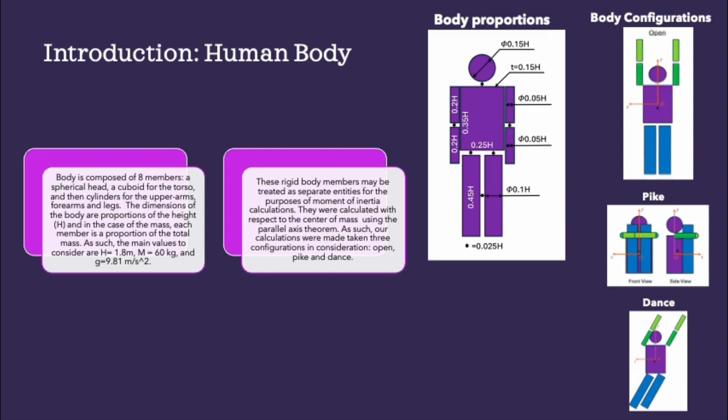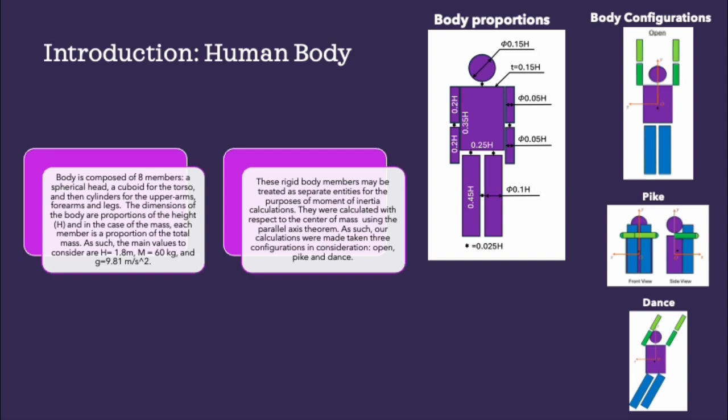As such, the main values to consider are height, which is equal to 1.8 meters, mass, which is equal to 60 kilograms, that's the mass of the total body, and then the gravity, which is equal to 9.81 meters per second squared. These rigid body members may be treated as separate entities for the purposes of moment of inertia calculations. They were calculated with respect to the center of mass using the parallel axis theorem.